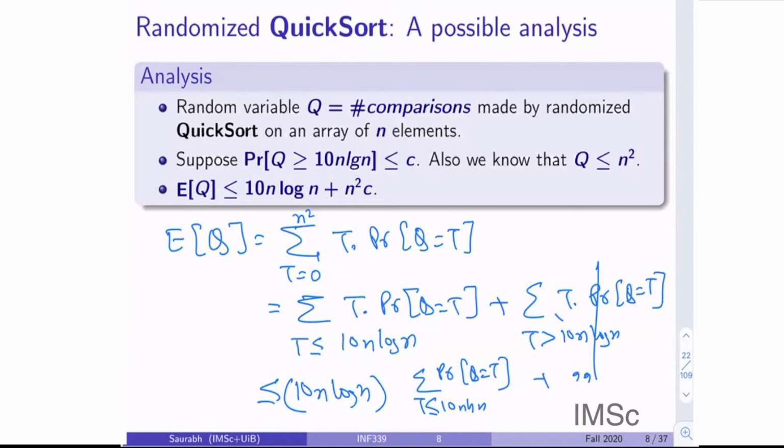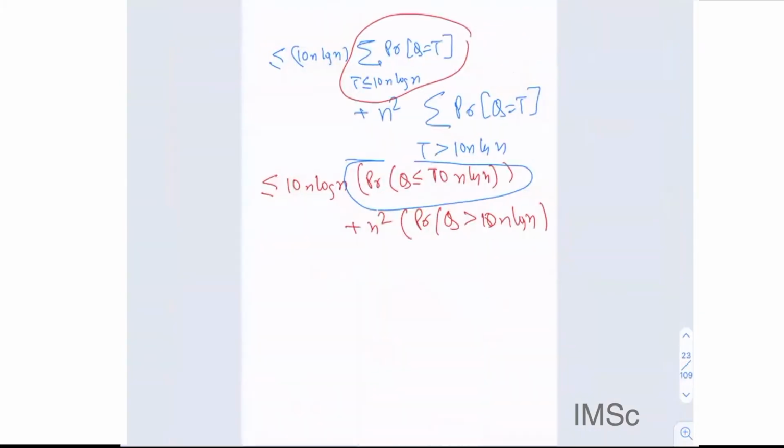Okay? But this is definitely less than or equal to 1, right? Agreed? Because you have a random variable, so the sum of the values of this random variable at each of these quantities is equal to 1, because a random variable gives a distribution, right? So do you understand this when I say this?